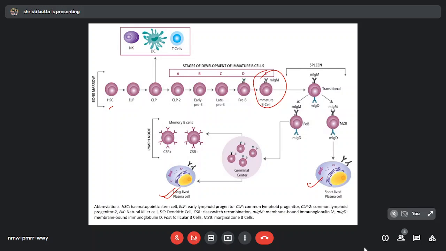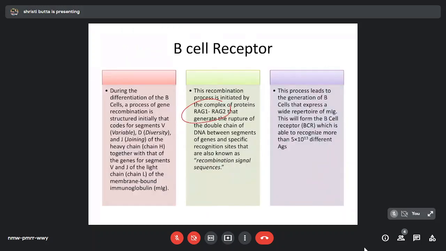This recombination process is initiated by the proteins RAG1 and RAG2 that generate the rupture of the double strand of DNA between the segments of genes and subsequently allows for expression of the recombination signal sequence. This process leads to the generation of B cells that express a wide repertoire of membrane-bound immunoglobulin and produce what is characteristically called the B cell receptor. And it is this B cell receptor which is responsible for the antigenic variability.